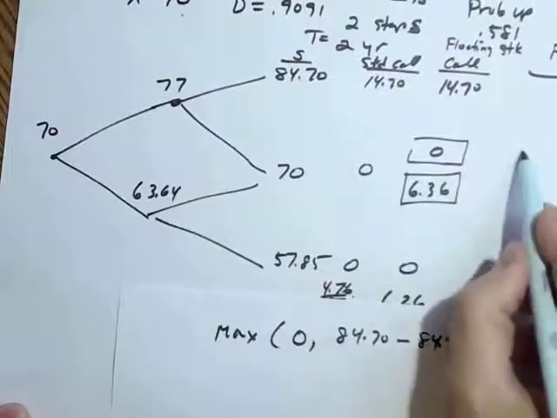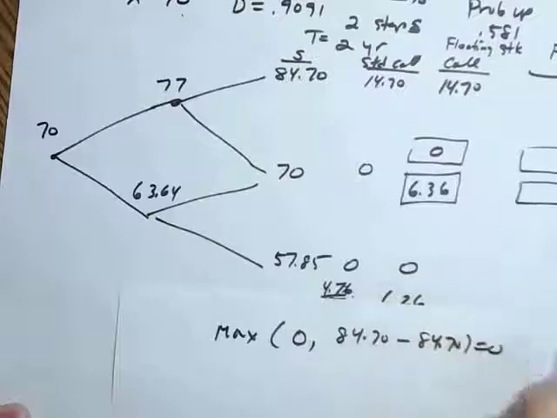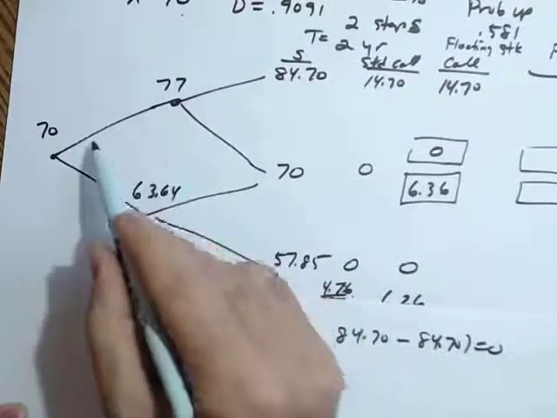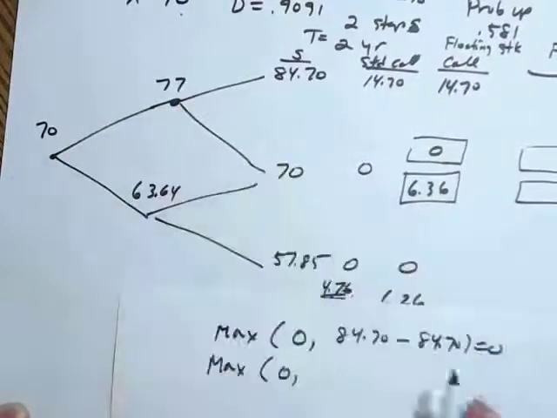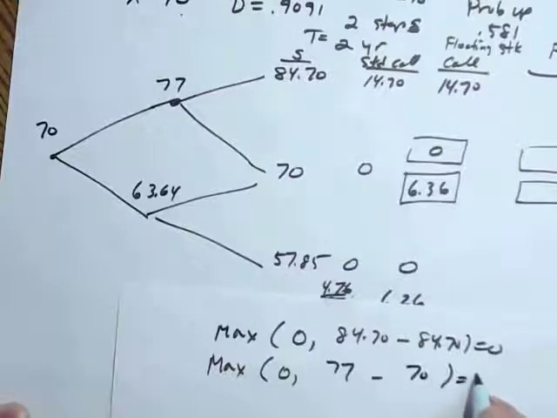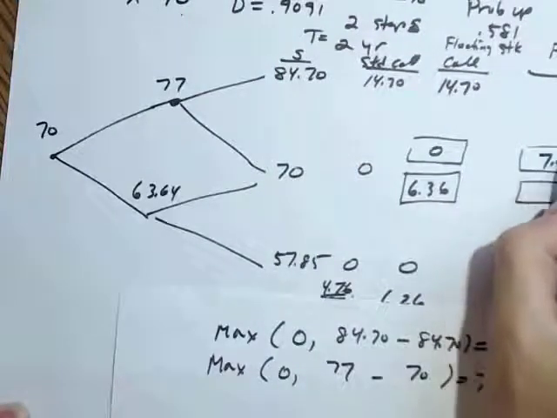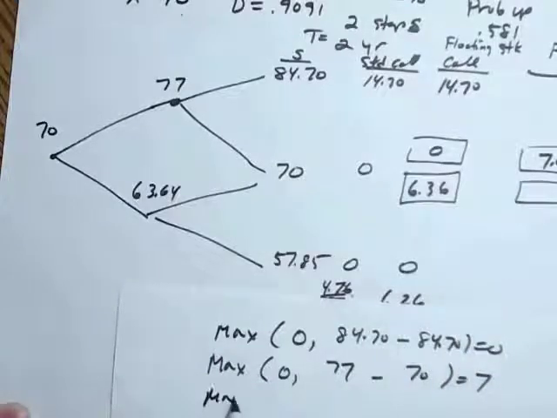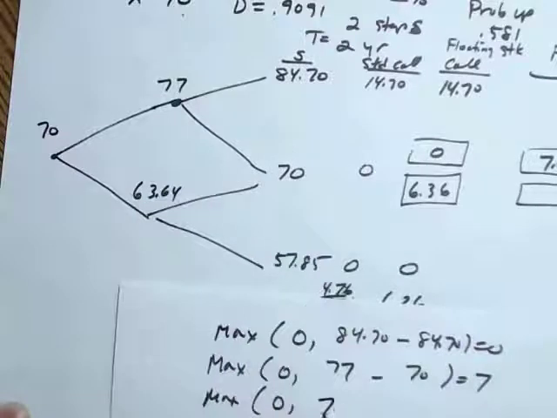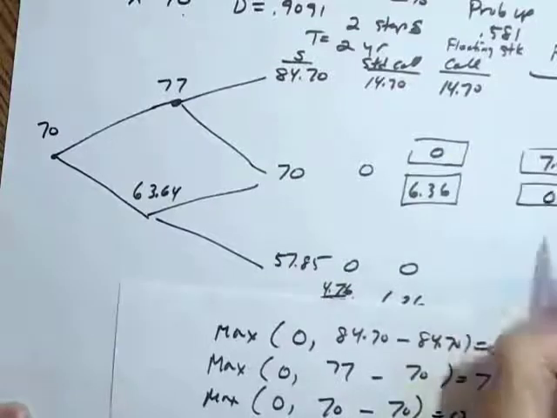Now, what about this guy right here? And then don't forget this guy. 2 separate ones. The first one is going to be the maximum of 0. What was the maximum over this particular path? Going up and then down, it was 77. Where did it end up? At 70. So that payoff is $7. And then the next payoff is 0. What is the maximum of this path? It's 70 minus, where did it end up? At 70. So the payoff is 0.